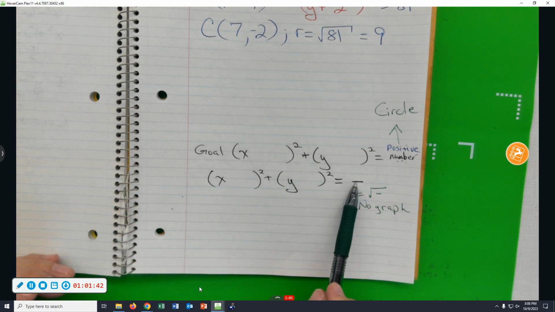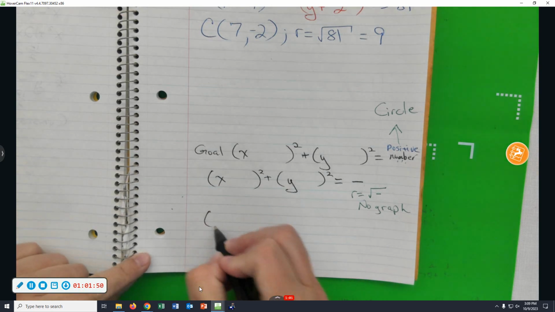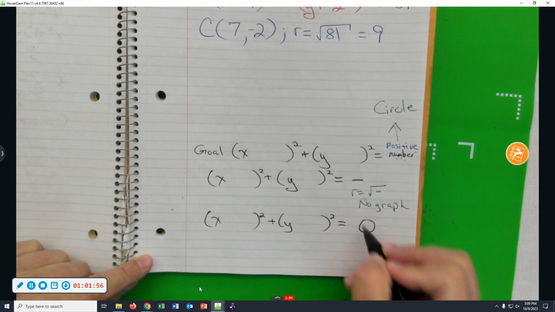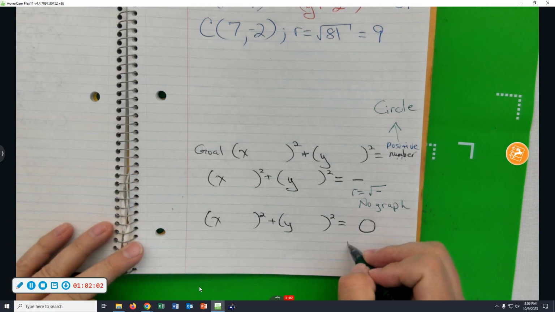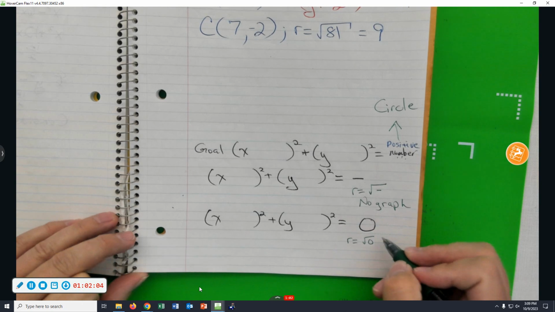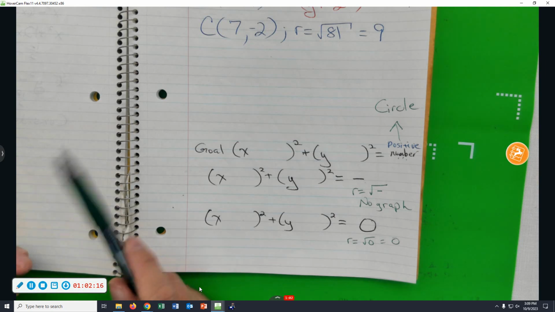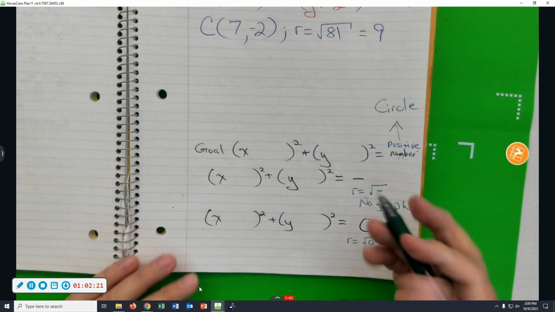If the number on the right-hand side of center radius form winds up being negative, then you're not going to have a graph. Suppose you get your center radius form on the left and you get a 0 on the right. What's the square root of 0? 0. So you locate your center, but how many units up, down, left, right do you move? There is a graph. It's just a center point. If the number on the right winds up being a 0, your graph is the center point.